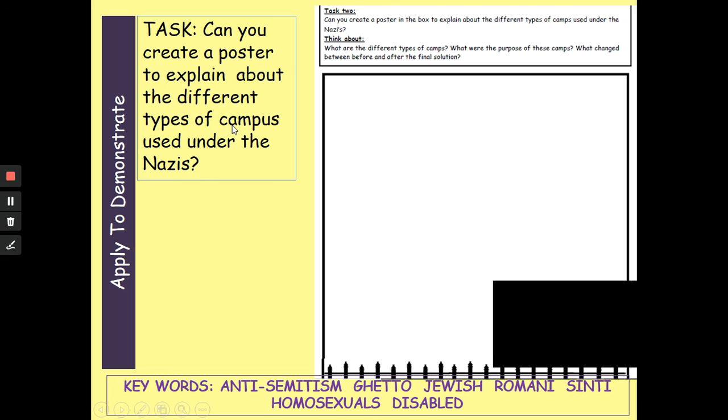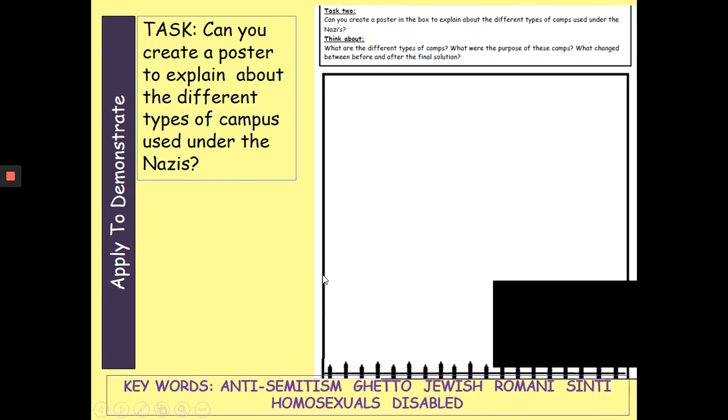Okay, so this is where we're going to get to another piece of independent work, ladies and gentlemen. So in your booklets, you have this sheet here, and it says, can you create a poster to explain about the different types of camps used under the Nazis? So we've been discussing 3 different types of camps here. It's not going to be a very jolly poster, granted, or perhaps if you'd simply like to explain it in words, in a couple of paragraphs, if you think drawing these pictures might trigger you a little bit too much, I can understand that. So you might want to write down a definition instead. Either way, I'm going to give you a decent chunk of time in order to do that. Please pause the video now and have a go at that task.